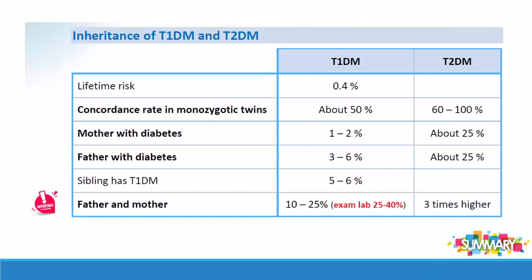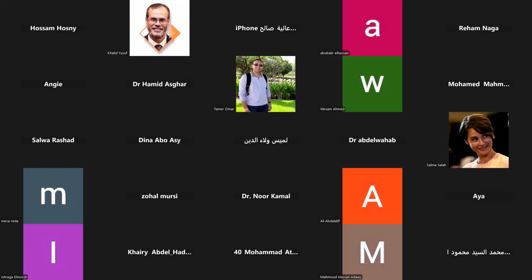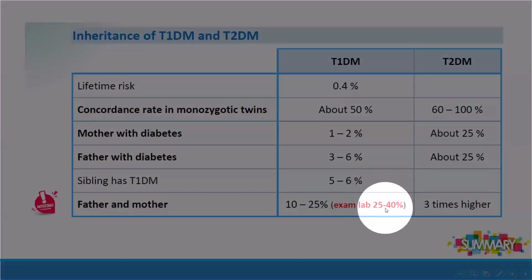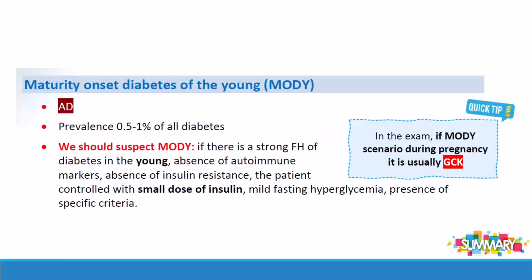The inheritance of type 1 and type 2, as we mentioned previously, is very important. If the father and mother both have type 1 diabetes mellitus, the risk is between 10 and 25%. And don't forget that in the exam lab, they mentioned it as 25 to 40%. So if the question is in the exam, I will answer it as in the exam lab. MODY diabetes is an autosomal dominant condition.